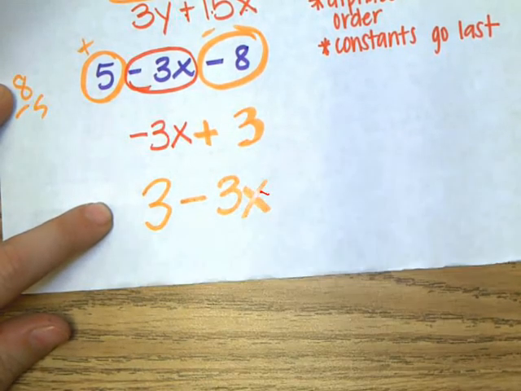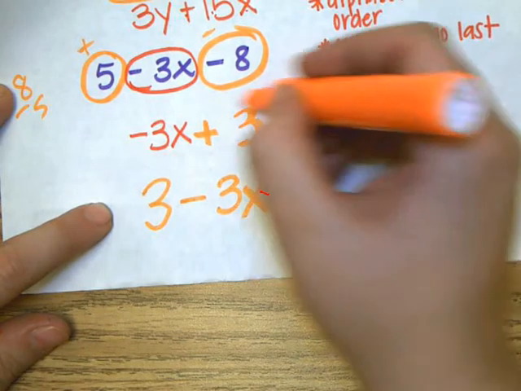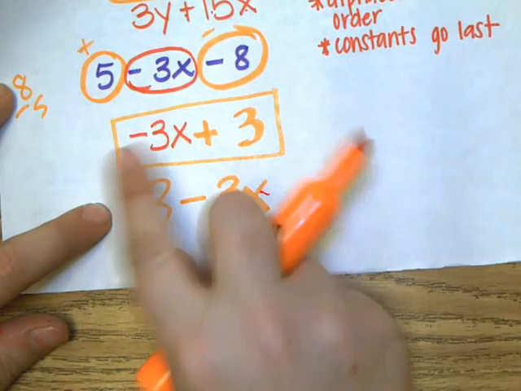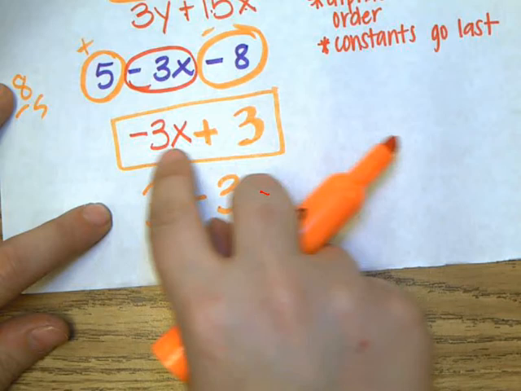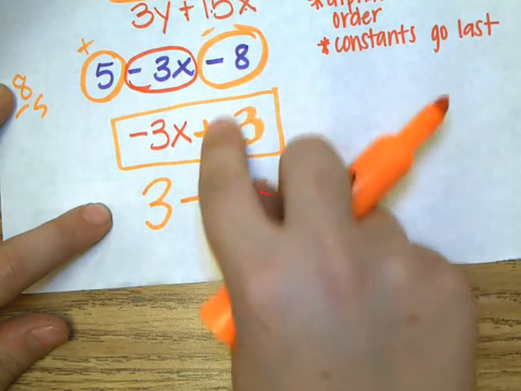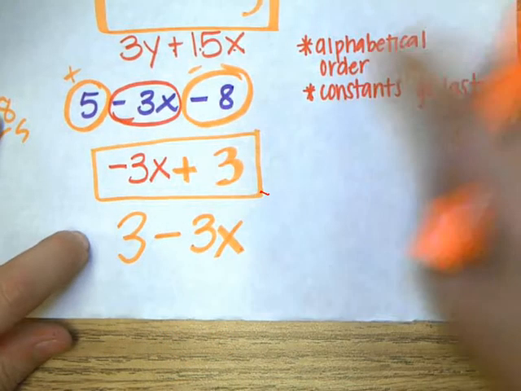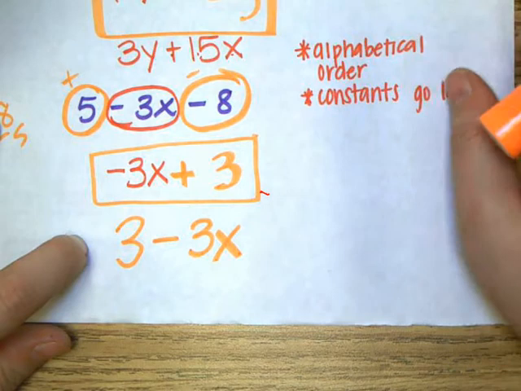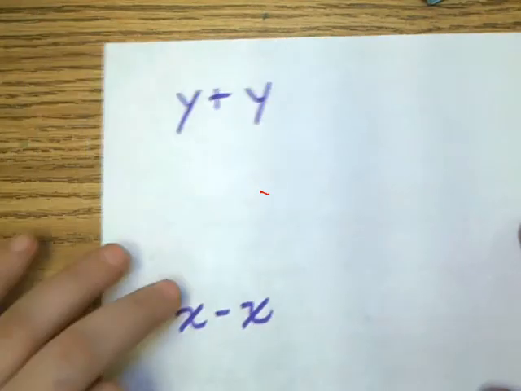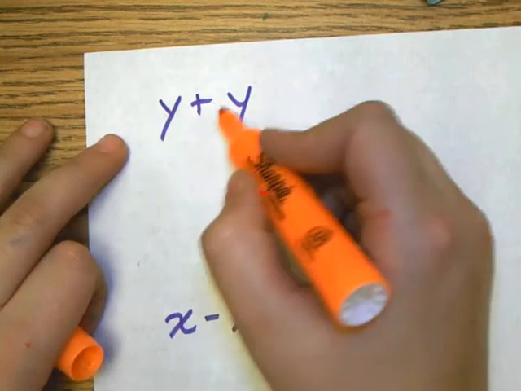It doesn't mean that if we put the 3 there and the negative 3x after, that's wrong, but we're going to try to get it in standard form with the variable first and the constant at the end. And if there was more than one variable, alphabetical order.